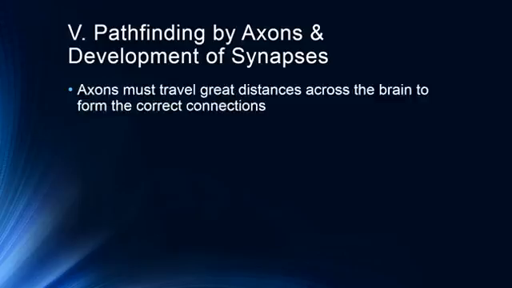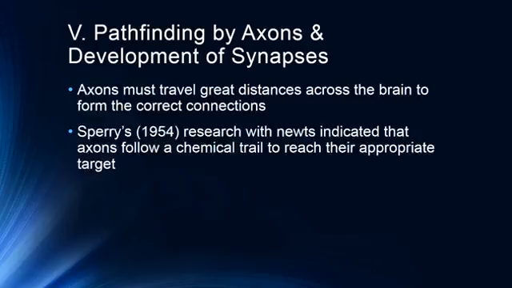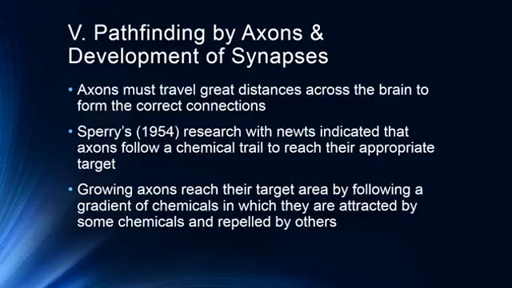Axons have to travel great distances across the brain and actually through the body to form many of their correct connections. There's some research by Sperry with newts indicating that axons actually follow a chemical trail to reach their appropriate target. This is one of the ways in which synapses are formed. Growing axons reach their target by following a gradient of chemicals in which they are attracted by some chemicals and repelled by others.